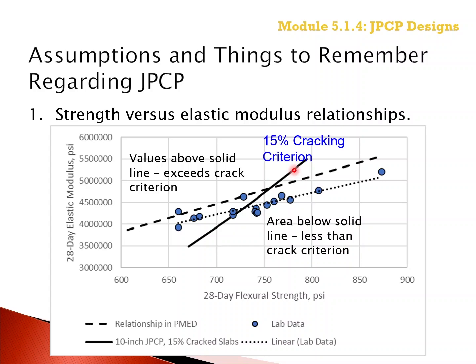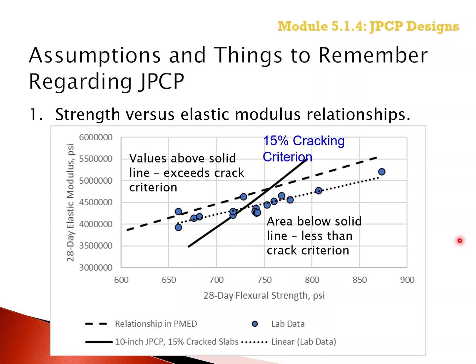So any elastic modulus less than 5.25 million psi, either through the regression equation in the PMED software or through our laboratory data, will result in less than 15% cracked slab because the elastic modulus is less, and as such, the tensile stress calculated at the top and bottom of the slab will be less, and so the allowable number of load applications will be more, resulting in less fatigue cracking.